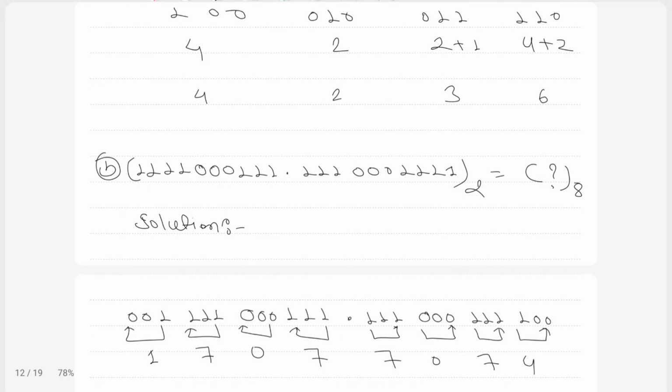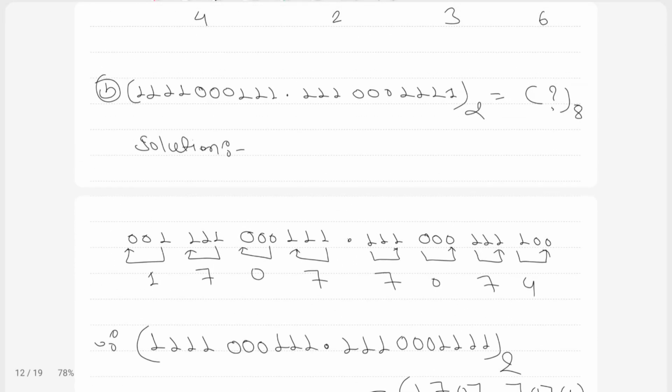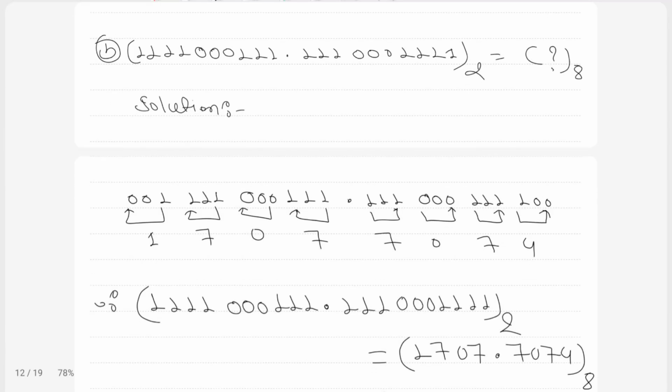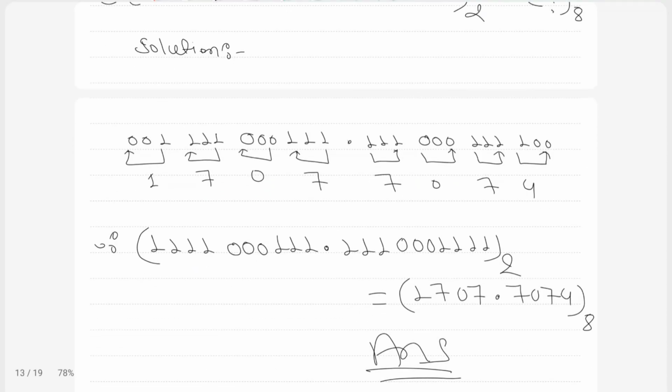When we have an integer part and a fractional part, we write down like this. The integer part is grouped from right to left. In the fractional part, we write down from left to right, and where three digits are absent, we add zeros, like this. That is the octal equivalent, and that is how binary is converted into octal.